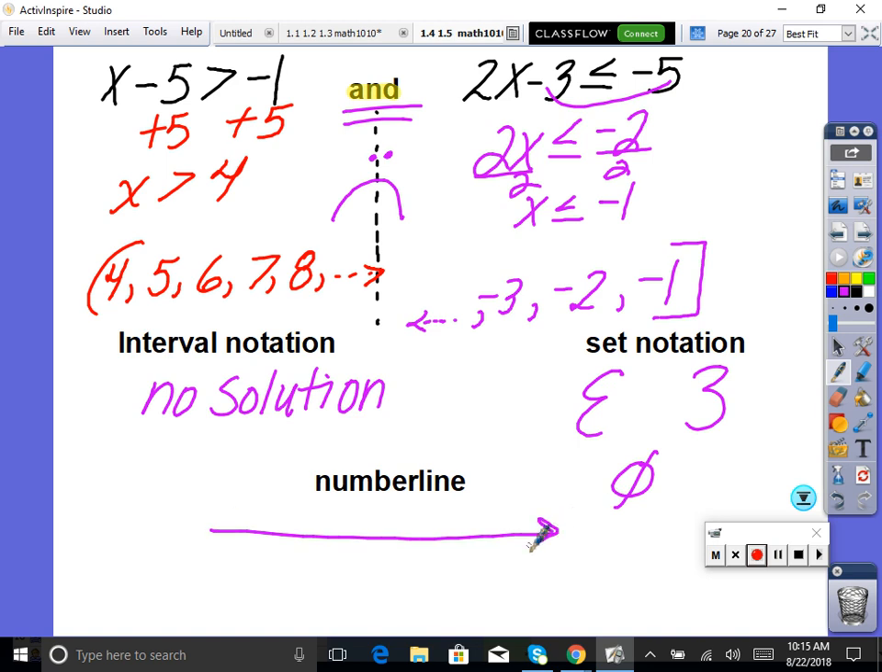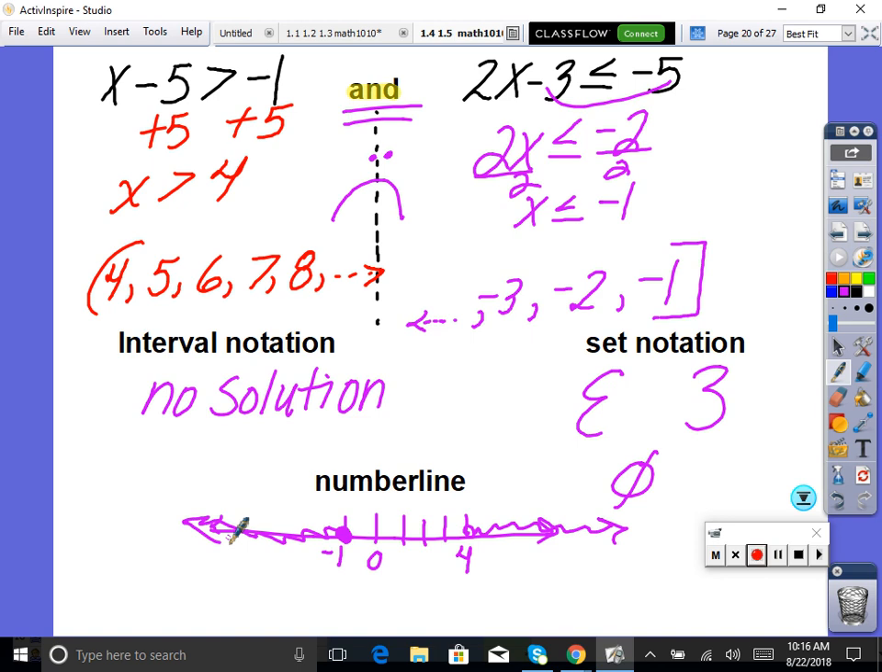Okay, so the highest is 4 and goes to infinity. 4 to infinity, is it an open circle? That way, and then negative 1, and it goes that way, and it includes a closed circle. That's us drawing it if we wanted to, but there is no solution because they don't intersect.